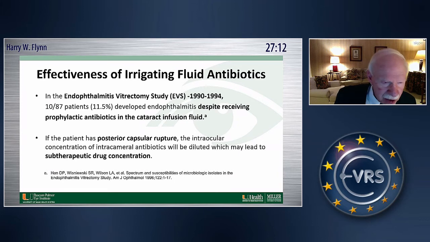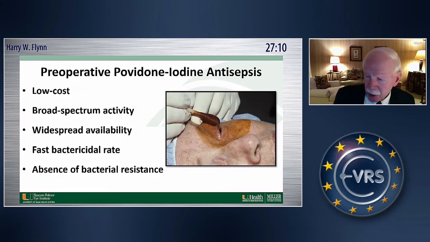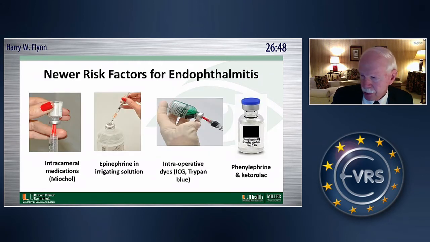What about, next slide, please, povidone iodine. This is a low-cost, broad-spectrum way of reducing bacteria. It's widely available. Fast bactericidal effect within 30 seconds, and no antimicrobial resistance. Next slide, please.